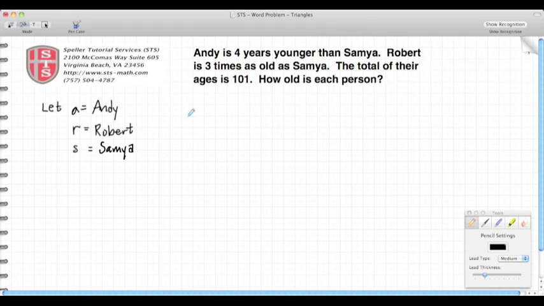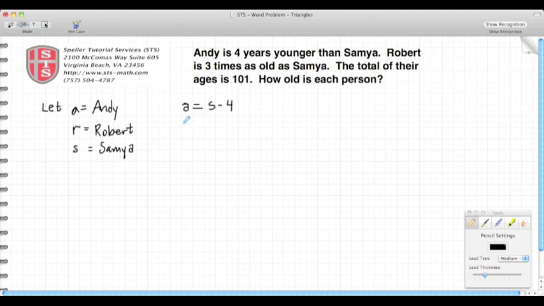Now we're going to decipher this problem one sentence at a time. Andy is, so we know we're dealing with Andy, so we're going to write A. And when we see is, that normally means the equal sign. We know that Andy is 4 years younger than Samaya. So that means whatever Samaya's age is, we have to subtract 4 from her age to get Andy's age because he is 4 years younger.